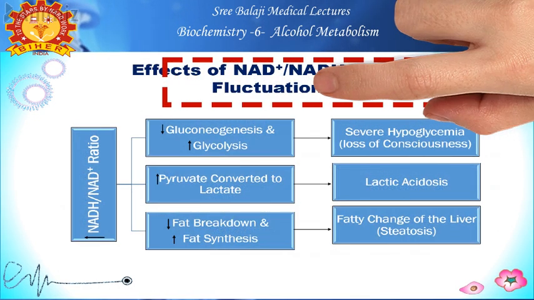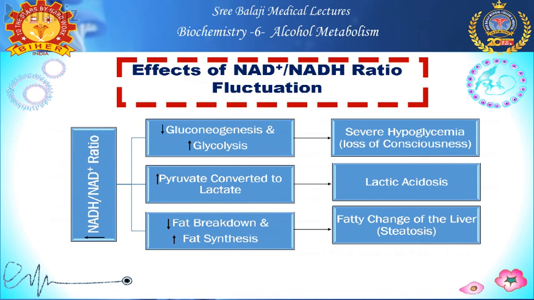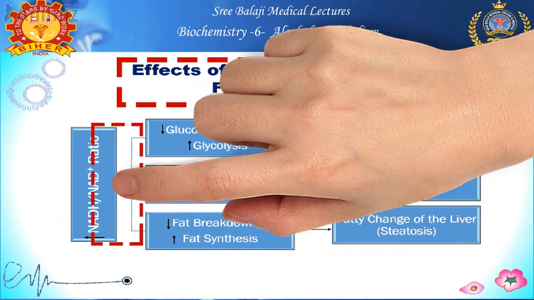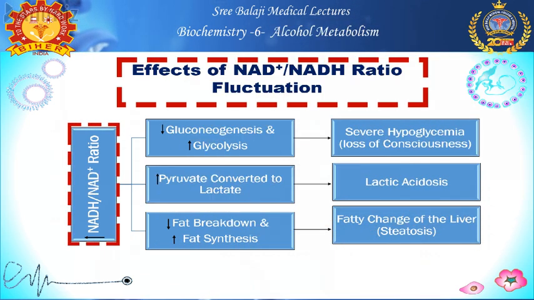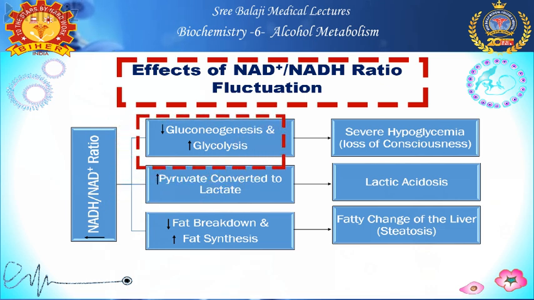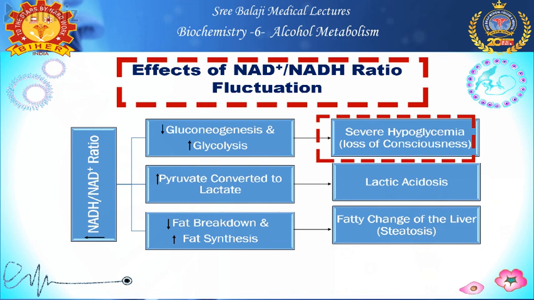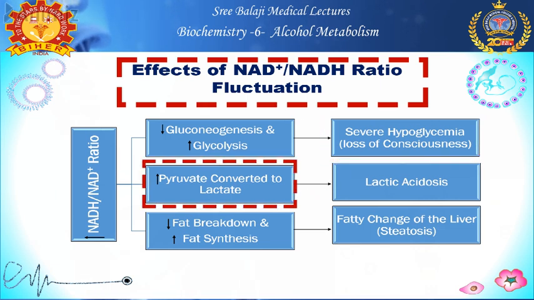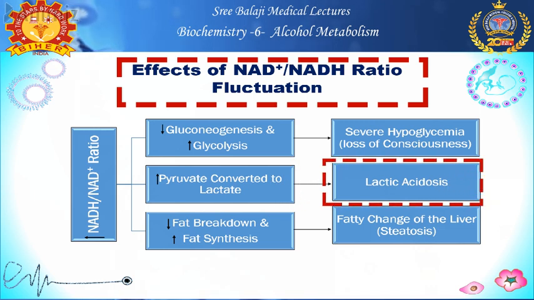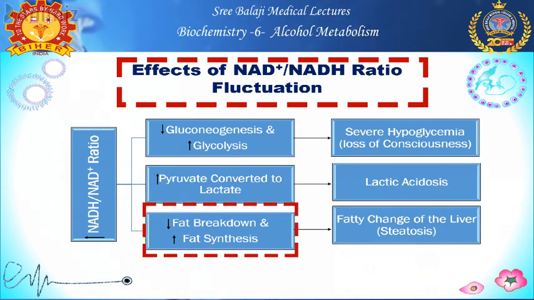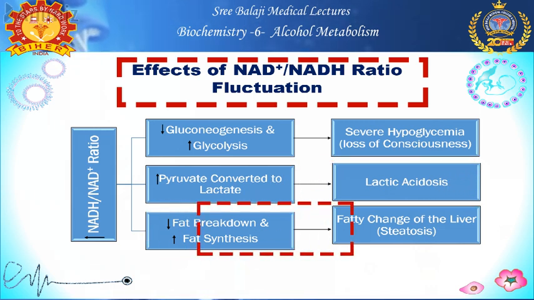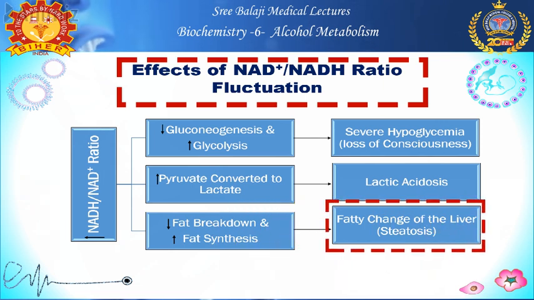Effect of the NADH and NAD ratio. Increased NADH-NAD ratio can be seen in alcoholism. That causes decreased gluconeogenesis, and increased glycolysis leads to severe hypoglycemia. And more pyruvate will be converted to lactate, so that causes lactic acidosis. It decreases fat breakdown and increases fat synthesis, causing fatty liver formation.